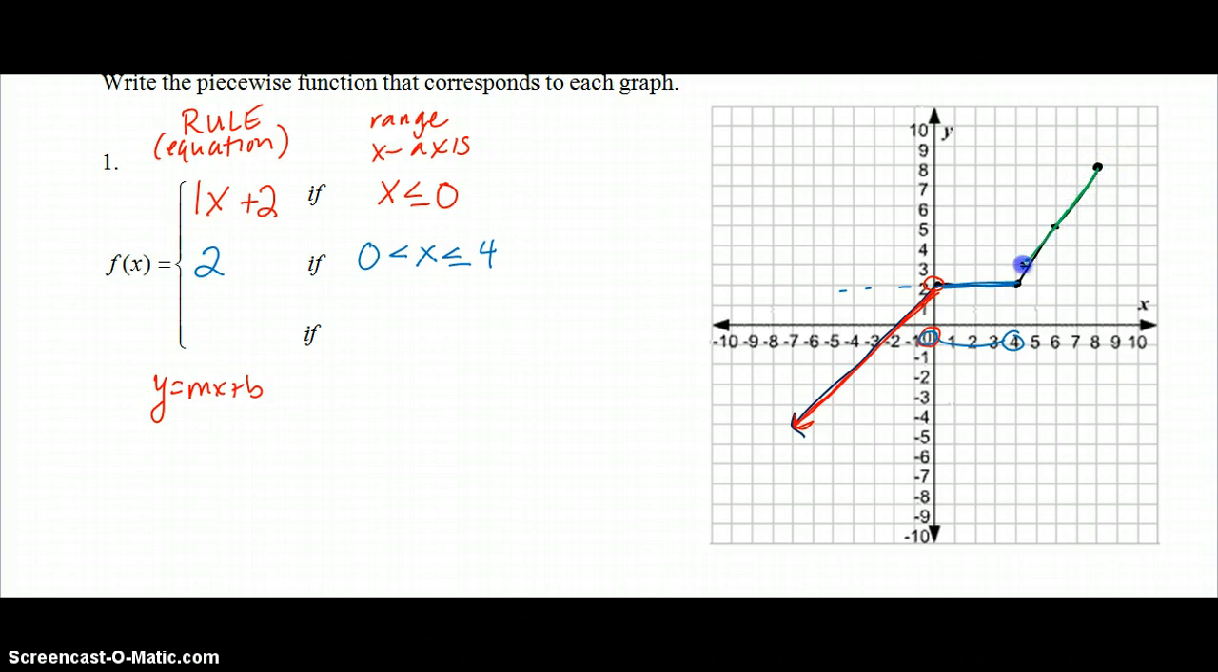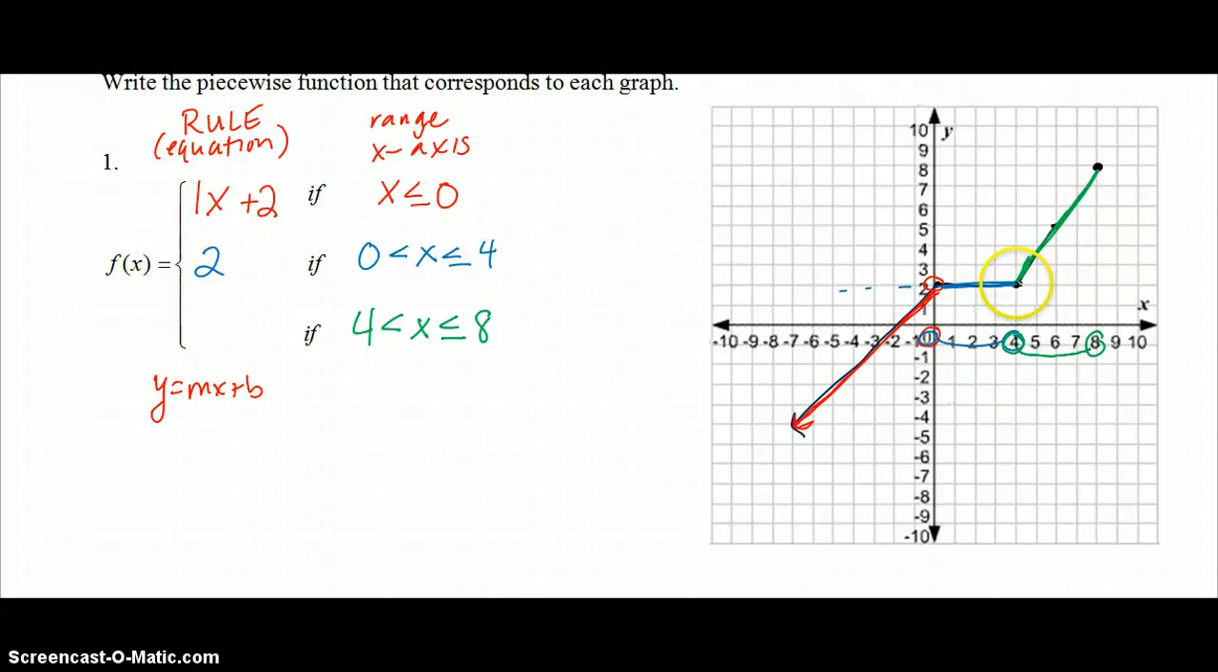Okay, the final piece of our graph here in green is a segment which starts at 4 and ends at 8. So our range of values along the x-axis will be 4 less than x, because we already used the equal sign up here, then x is less than or equal to 8. We're going to write equal to 8 because that point is filled in. It's a closed circle.